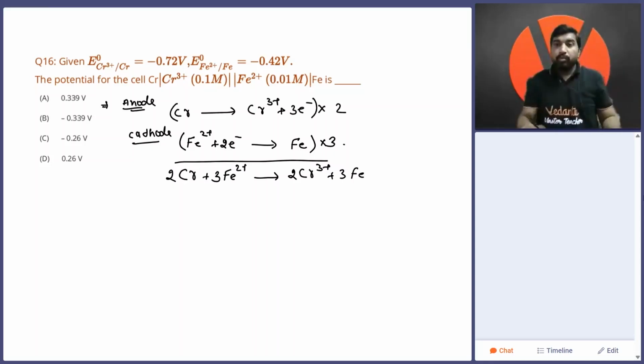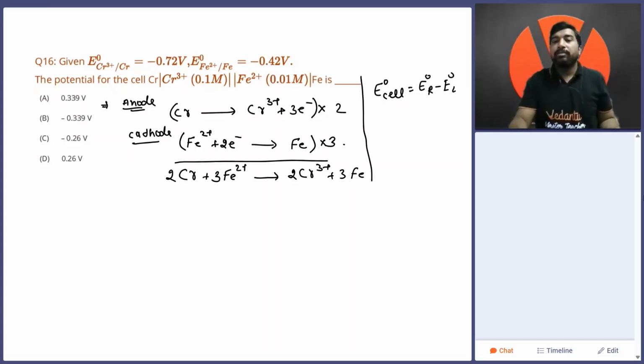So how many electrons take part in the cell reaction? That is 6. The second thing we need to calculate is E naught cell, that is E right minus E left. We know that the right electrode is the cathode. So for Fe2+ and Fe, the values are minus 0.42 and minus 0.72. On solving this, we get 0.3 volt.